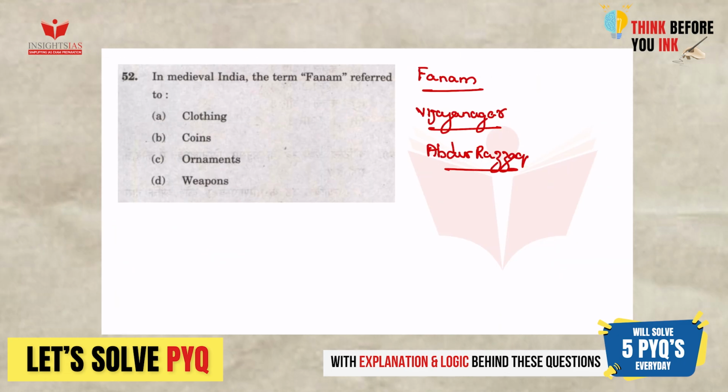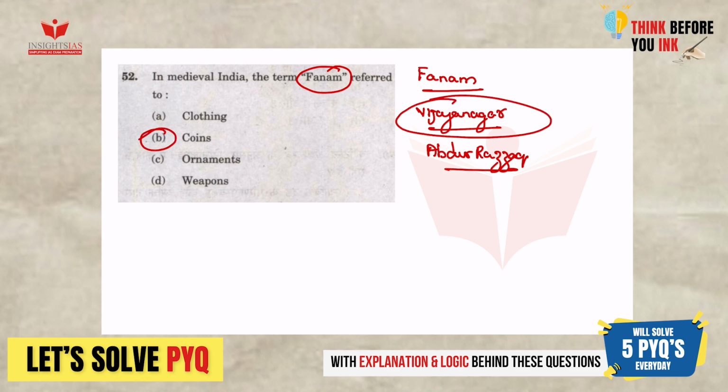It's a question on medieval history. The term phanum, it is referred to which of the following? The term phanum refers to coins. This was largely prevalent in the Vijayanagar Empire. There's also a mention of this term phanum by a traveler called Abdur Razak. So the answer for this question is B.